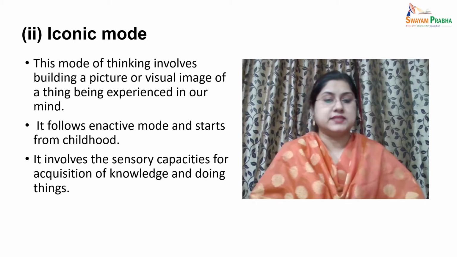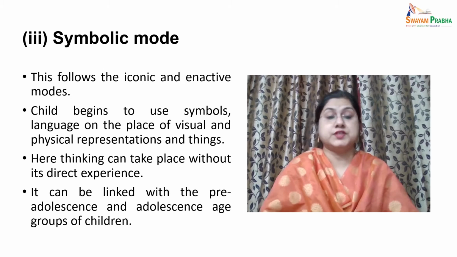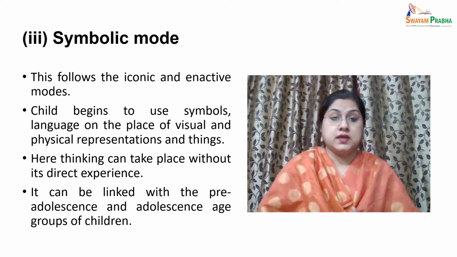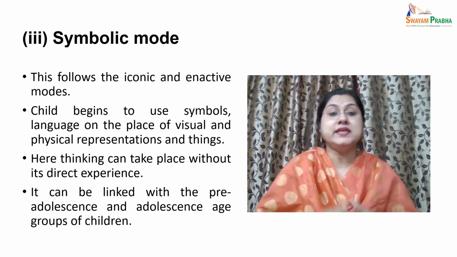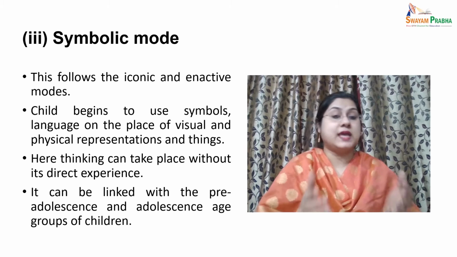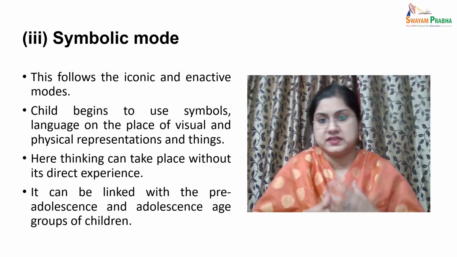Now let us see the third mode of thinking, which is called by Bruner the symbolic mode. The symbolic mode of thought representation follows the iconic and the enactive modes. Here, the child may begin to use symbols, particularly language, in place of visuals and physical representations of things and events. So he or she now develops the ability to understand and work with concepts that are abstract in nature. We can say abstraction has now started.